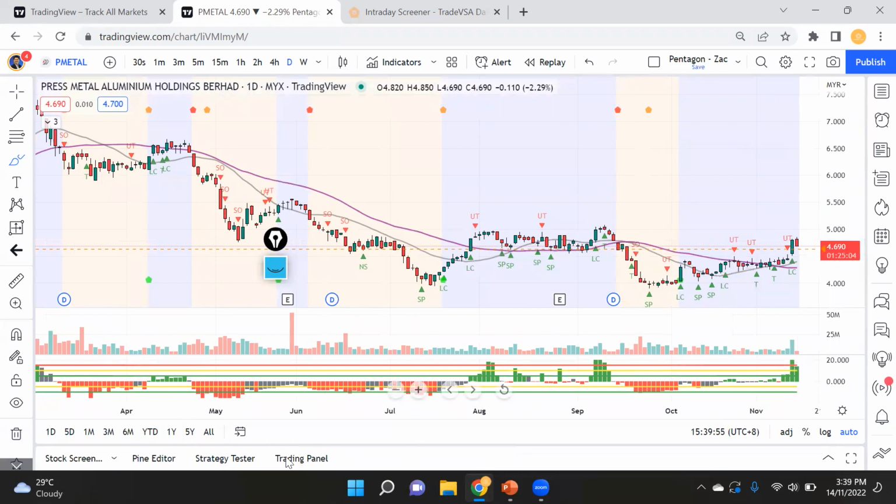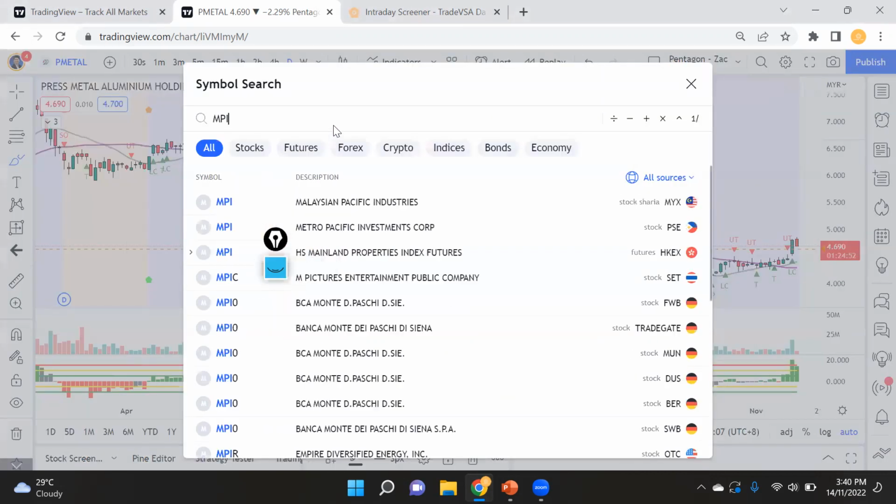Okay, any questions so far? Or any other chart that you want me to look into that you think maybe got a potential shakeout pattern? Okay, let's look into MPI.